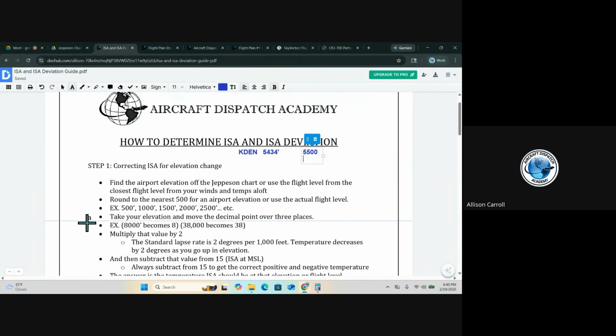If the airport elevation were like 5,100, I personally would just round it to 5,000. So again, this gets into your personal preference. If you want to round up, round up. If you want to round down with this elevation, okay.